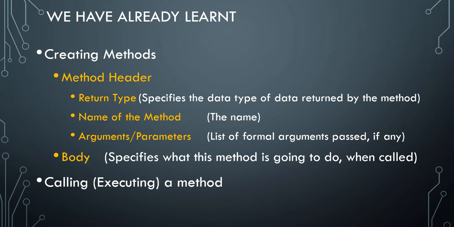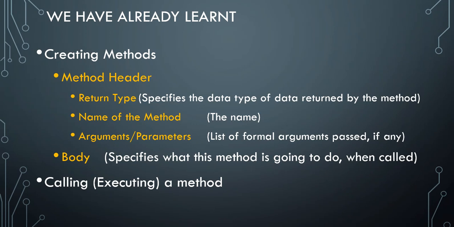Now what do these all do? The return type basically specifies the data type of the data returned by the method. And if it is not returning anything, it should be void. Name of the method is the name of the method. Arguments or parameters are the list of formal arguments passed, if any. So please remember, out of these three things, arguments or parameters are optional. You may or may not write the arguments or parameters.